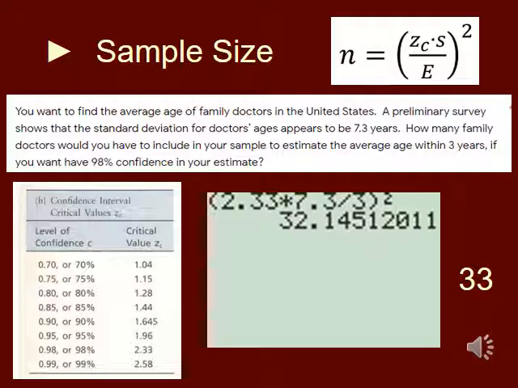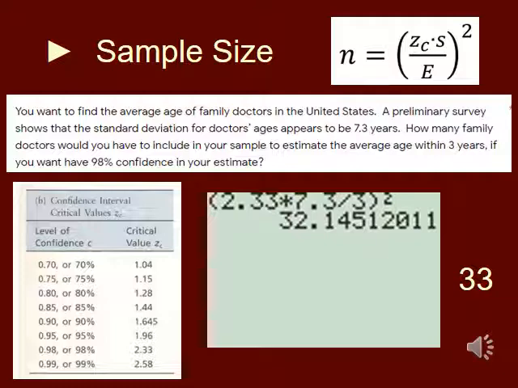So the first question that we have here says you want to estimate the average age of family doctors in the United States. A preliminary survey shows that the standard deviation appears to be 7.3 years. How many doctors would you have to include in your sample to estimate that average age within 3 years? And it tells us we need to use 98% confidence.